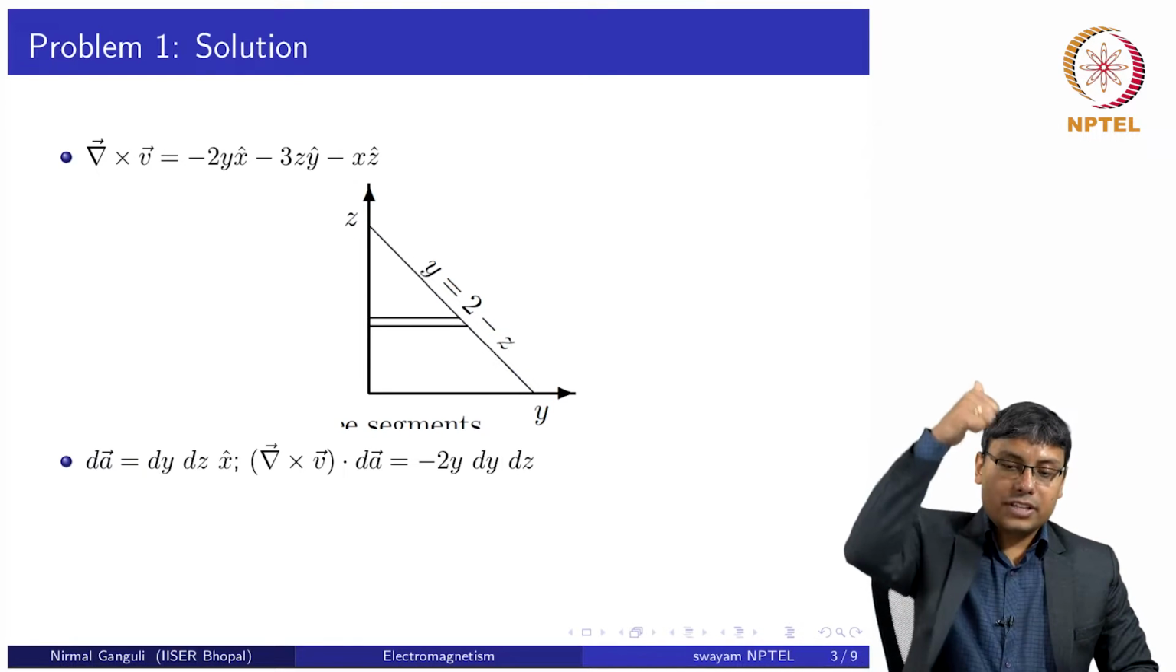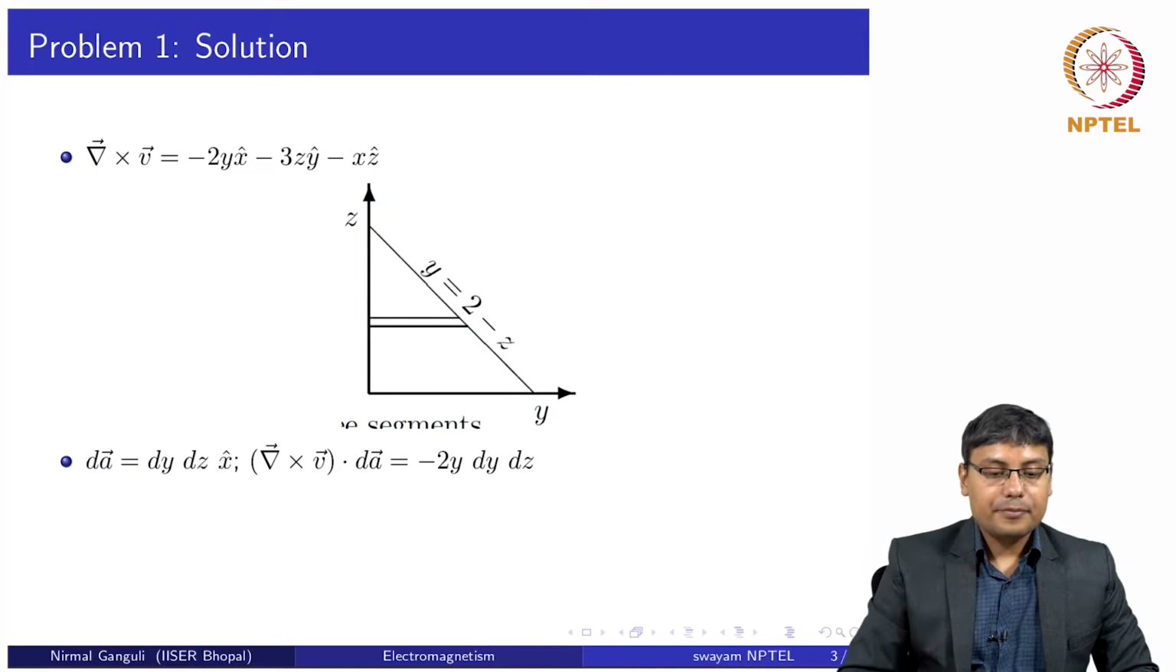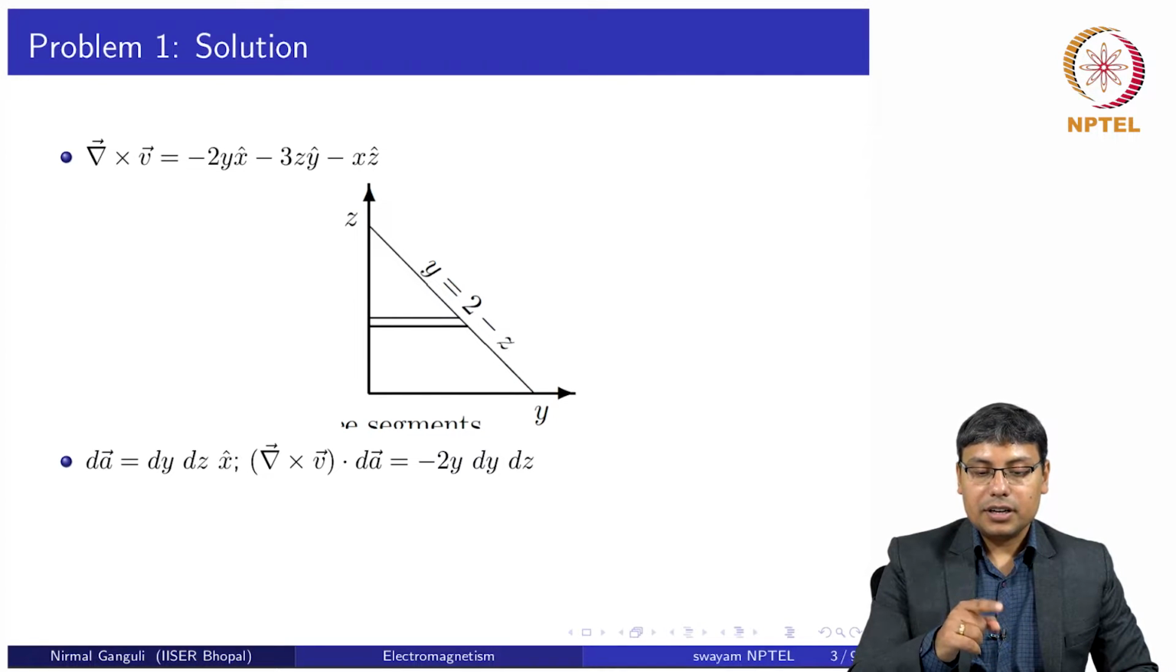X cap is outside the screen, above the screen, and curl of the vector dot dA. So, dA is along x cap, only x component of the curl will matter here. So, the curl of the vector dot dA would be minus 2y dy dz, and we are supposed to integrate over this within appropriate range of y and z.